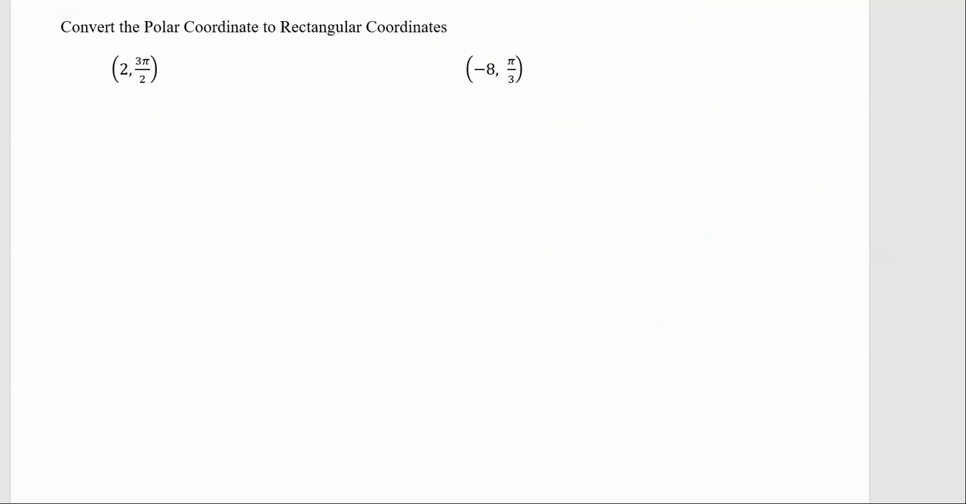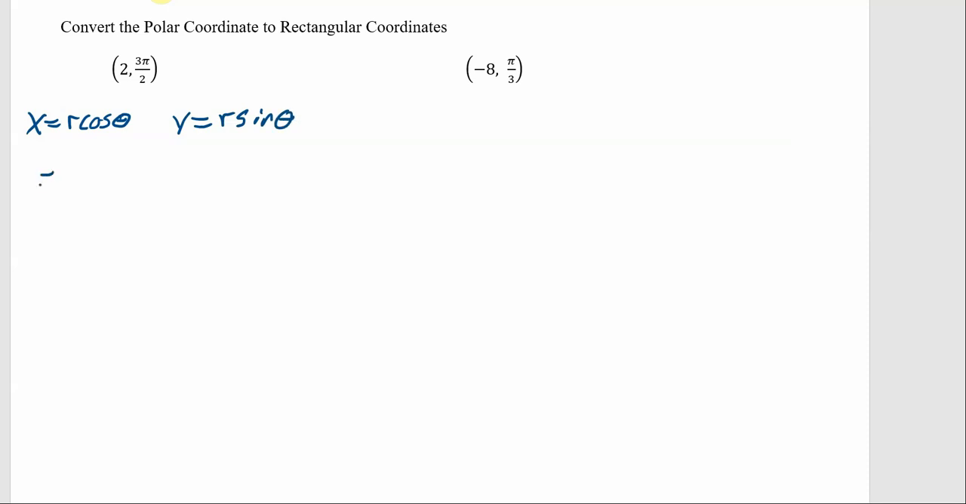All right, so let's take a look at an example. We're going to convert these polar coordinates. My radius here is 2. My angle theta is 3 pi over 2, and I want to convert that to rectangular coordinates. Well, all I need to do for rectangular coordinates is solve for x, where x is equal to r cosine theta, and y, where y is equal to r sine theta. And that's all there is to it.